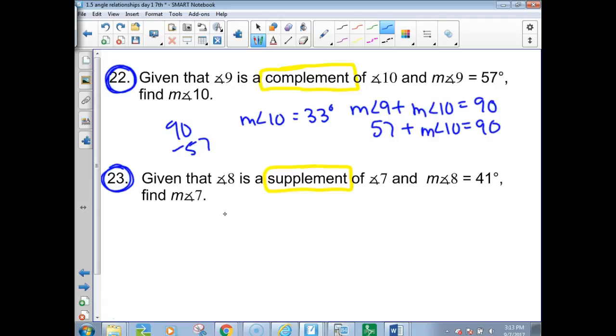Okay, so how do you figure out this next one? You go like this. You say measure of angle 7 is 180 minus 41, and you get the answer. Okay? That kind of question you must be able to do on the next quiz. Any of these are game. Anything that's in a homework assignment is game for a quiz.